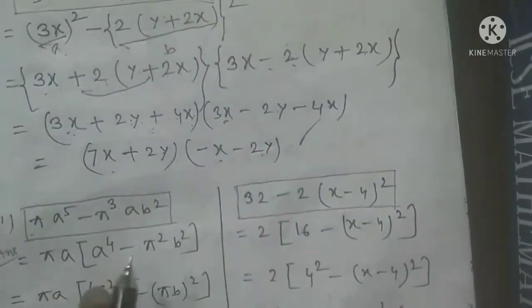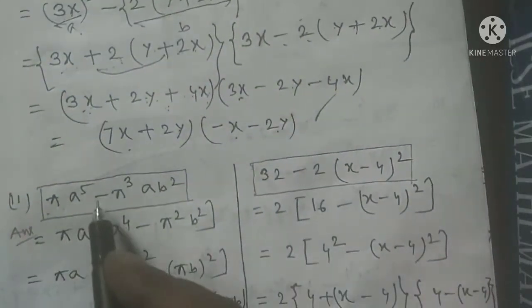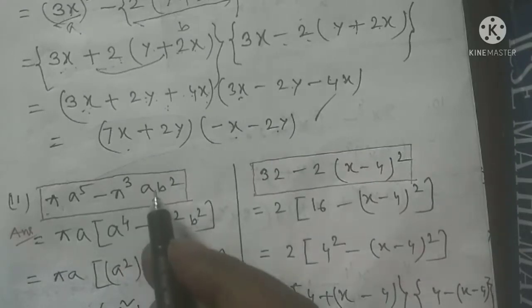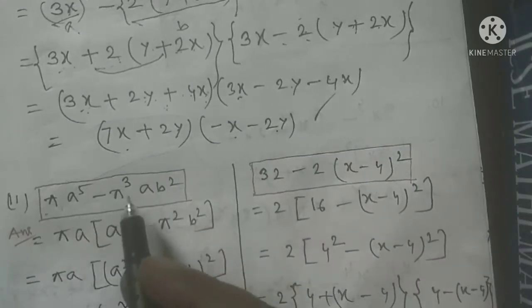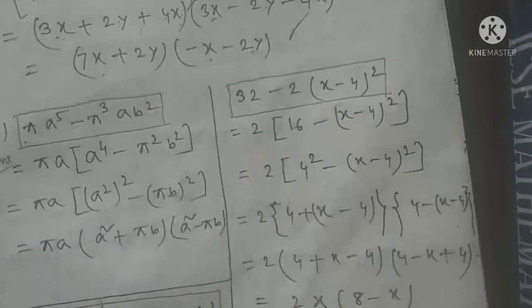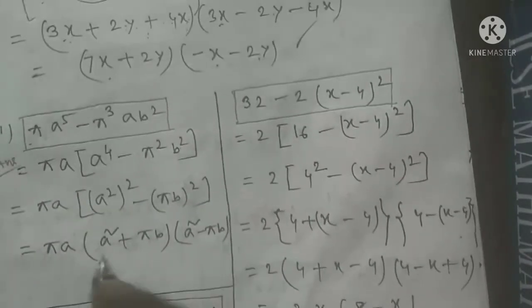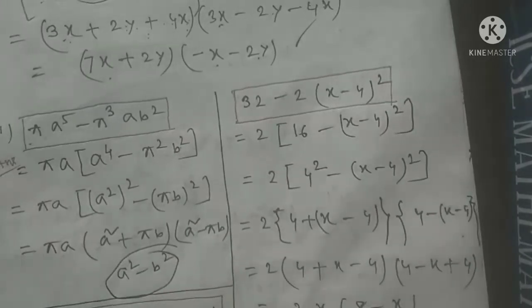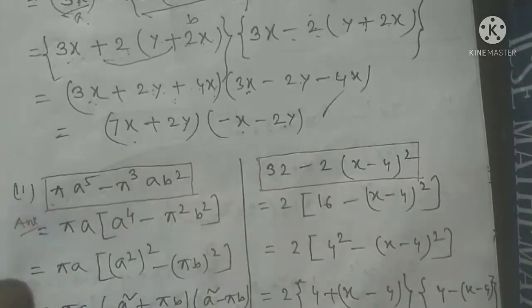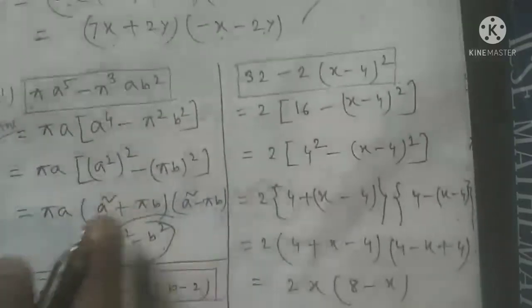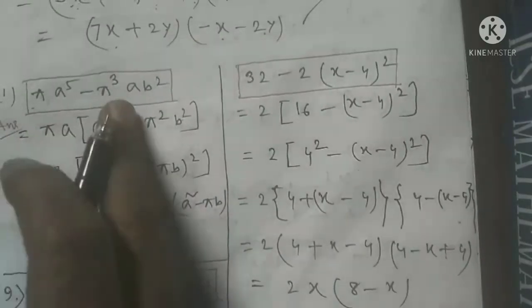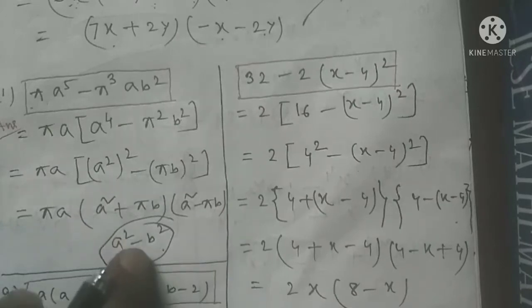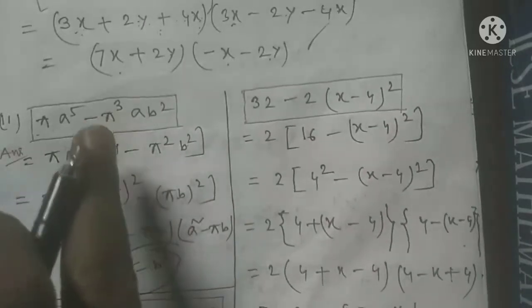And the next question is pi a to the power 5 minus pi cube ab square. So you have to make the form of a square minus b square. You have to make this form. But in this expression, it is not similar; this expression does not match this form. So first of all you have to make this form.